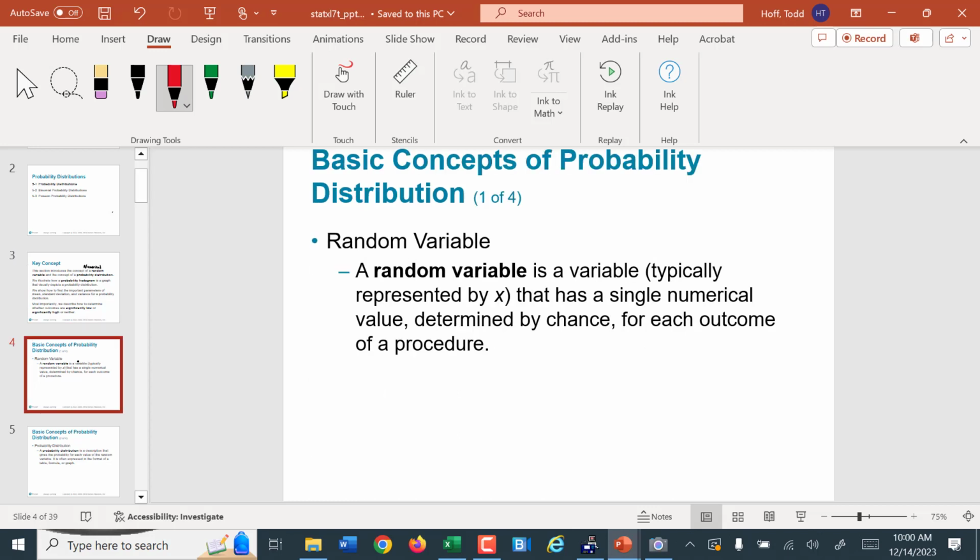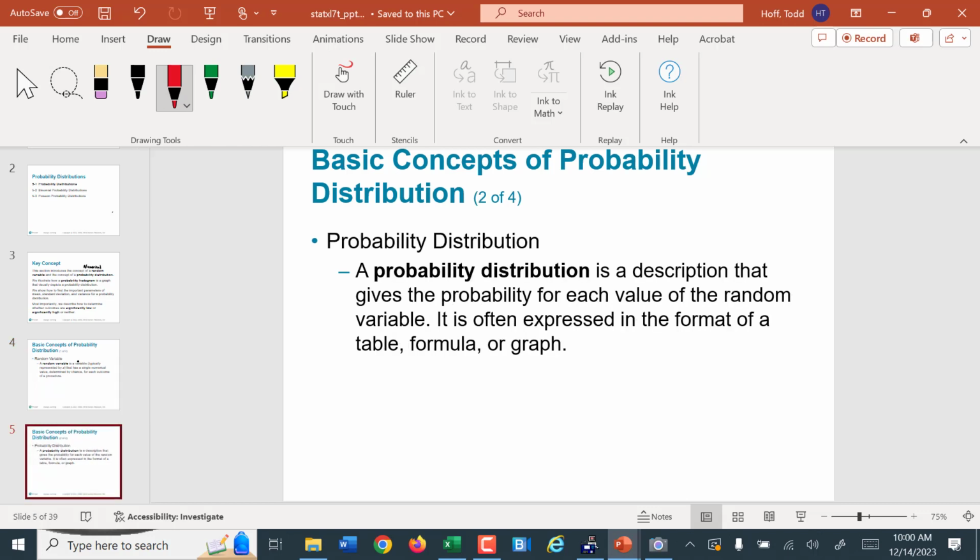So a random variable, again, is the result of a single numerical value and is determined by chance. A lot of books define something called a chance experiment or a random experiment. And the random variable is the result of that experiment. We have no way of predicting what that result will be, but we can determine how likely it is to have certain results.